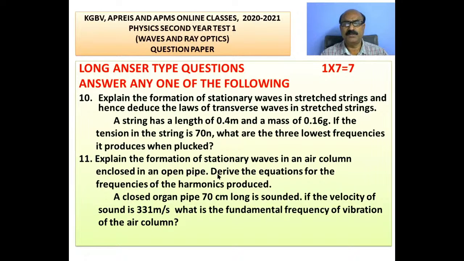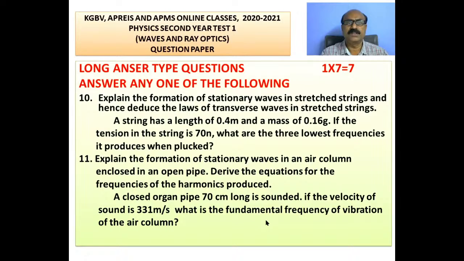And the last question, the 11th one, is explain the formation of stationary waves in air column enclosed in an open pipe. Derive the equations for the frequencies of harmonics produced. And in this question, there will be another part. A problem will be given for 2 marks from the same chapter. A closed organ pipe 70 centimeters long is sounded. If the velocity of sound is 331 meters per second, what is the fundamental frequency of vibration of the air column? So this is all regarding the question paper.